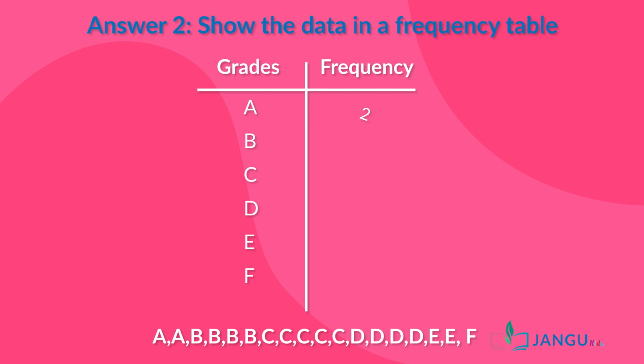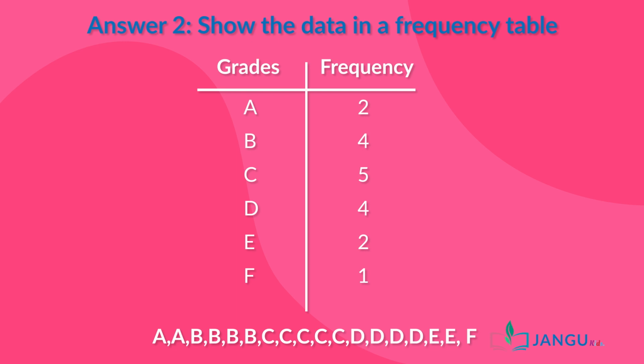which, if you count, would lead us to writing 2 in the A row because we have 2 A's, 4 in the B row because we have 4 B's, 5 in the C row because we have 5 C's, 4 in the D row because we have 4 D's, 2 in the E row because we have 2 E's, and lastly, 1 in the F row because we have 1 F. And with that, our frequency table is complete. Easy, isn't it?